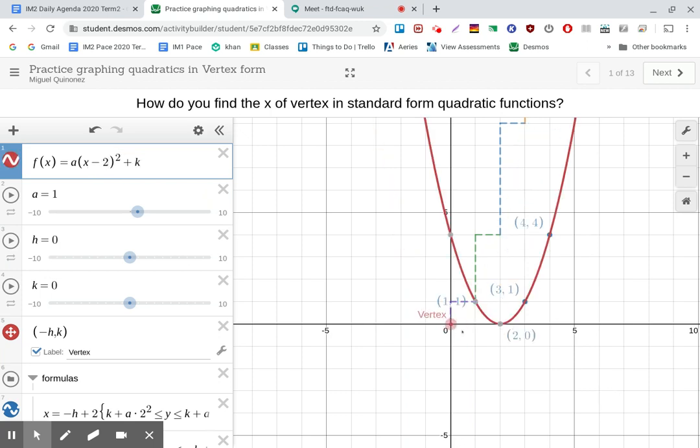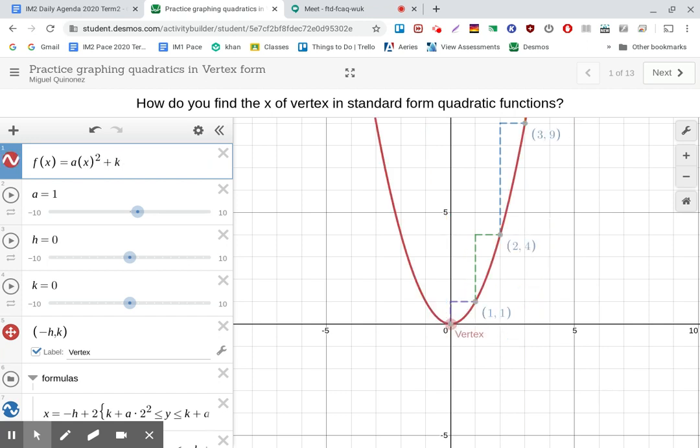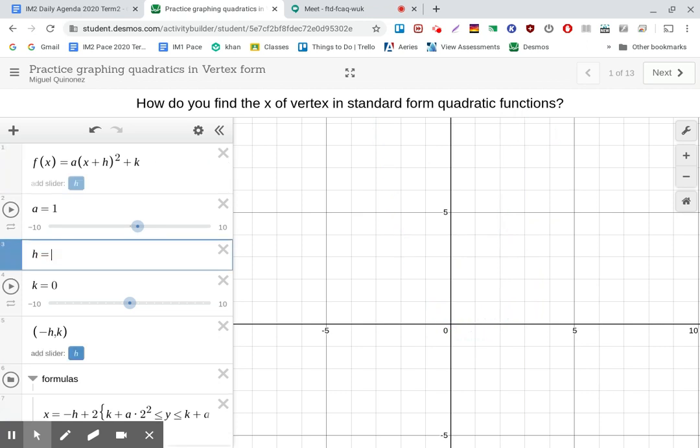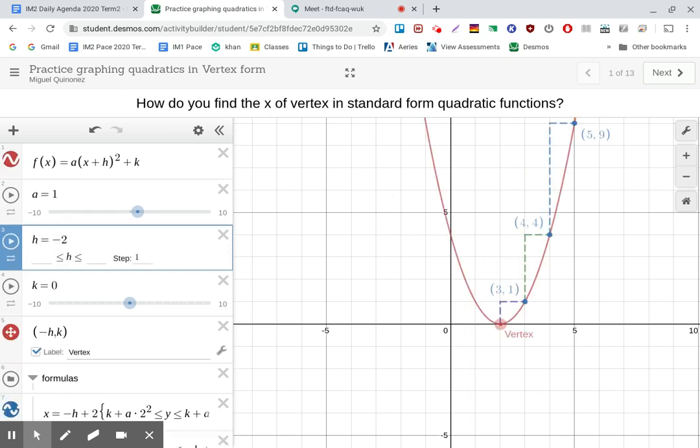Oh, I got to fix something. See my steps? It didn't follow the parabola. Oops. Oh, hold up. I know what happened. One second. I changed the number up here. I'm actually supposed to change the number over here on the h. Does that make sense? So it still worked, but my formulas are all connected to the letters, okay?